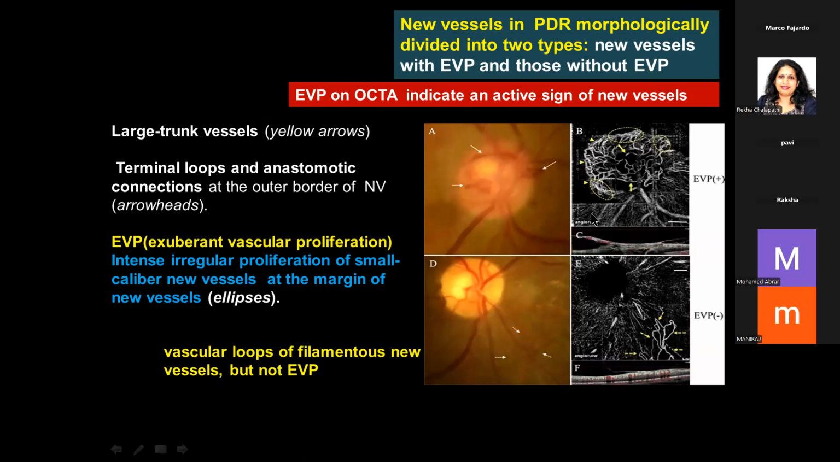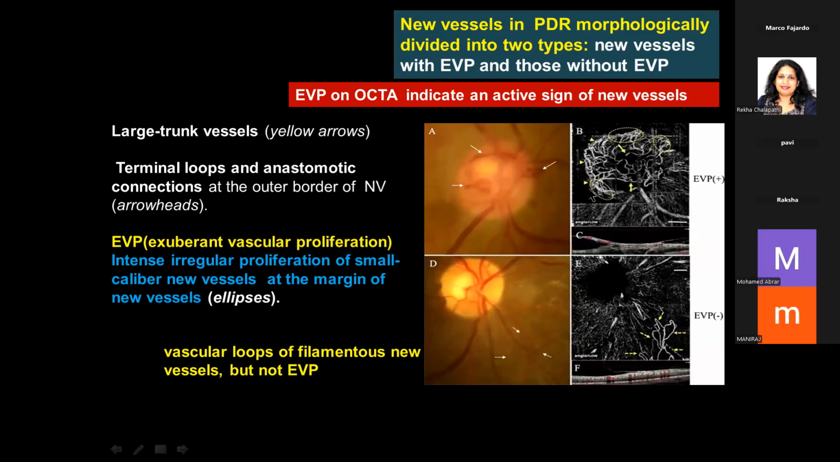What is this exuberant vascular proliferation? You can see the arrowheads here. These are the large trunk vessels. The arrow indicates terminal loop anastomotic vessels. But if you see these elliptical vessels, what we call EVP, that is exuberant vascular proliferation.